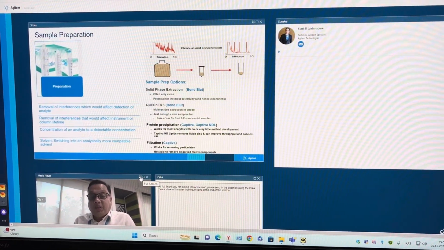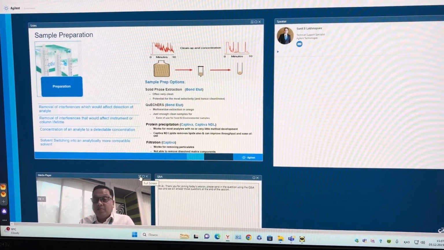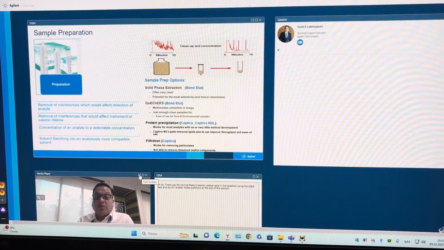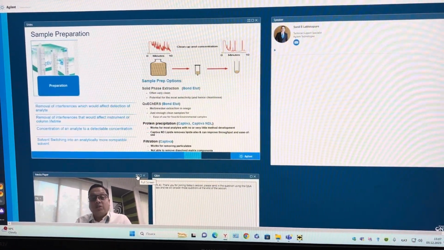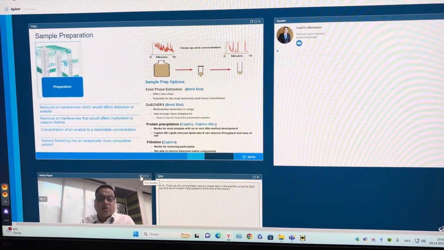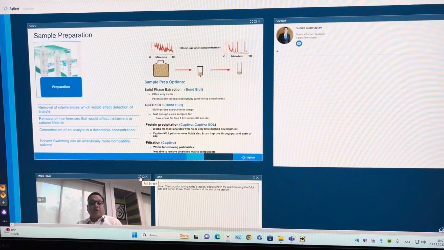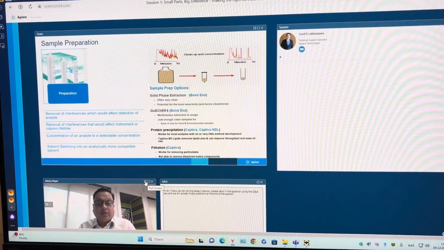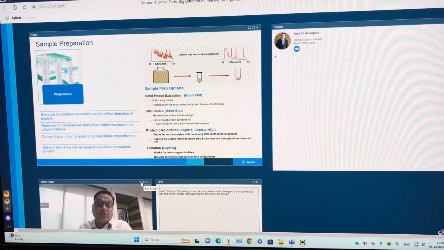Sample preparation is the most important critical part of any analysis. If you don't have the right sample, you will land up with a wrong result. But not only the wrong result, we may contaminate the system or we may also contaminate the column. So sample preparation plays a very important role. And don't be under the impression that sample preparation only means having a clean sample. Sometimes it is very important to concentrate the sample also if the sample quantity is very less.